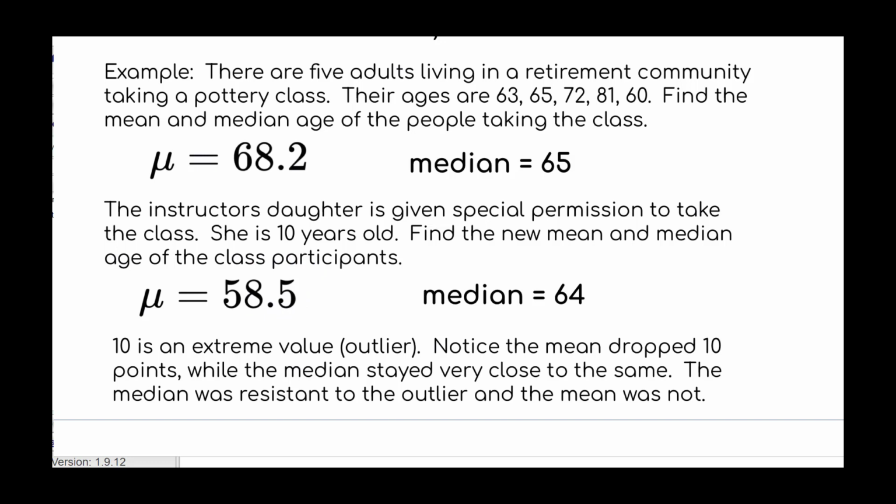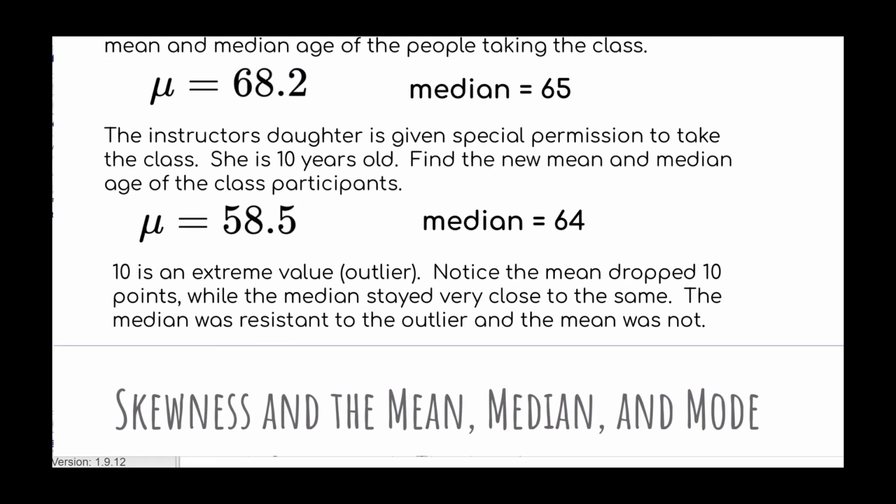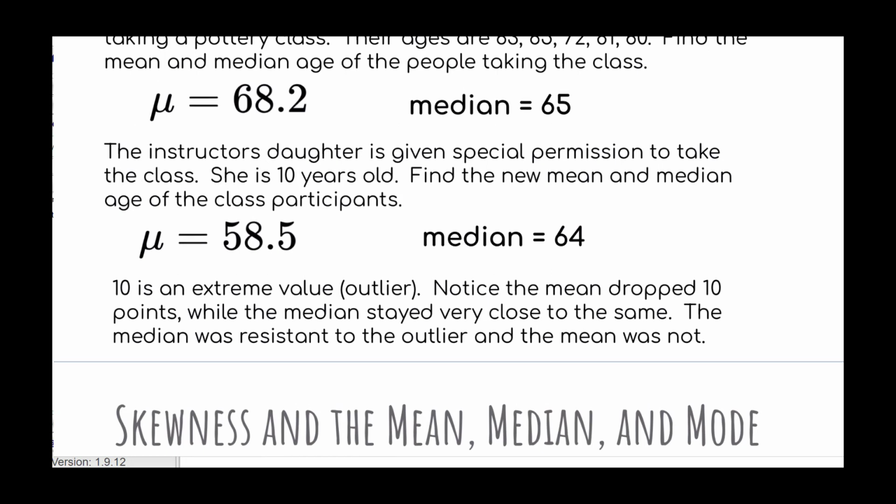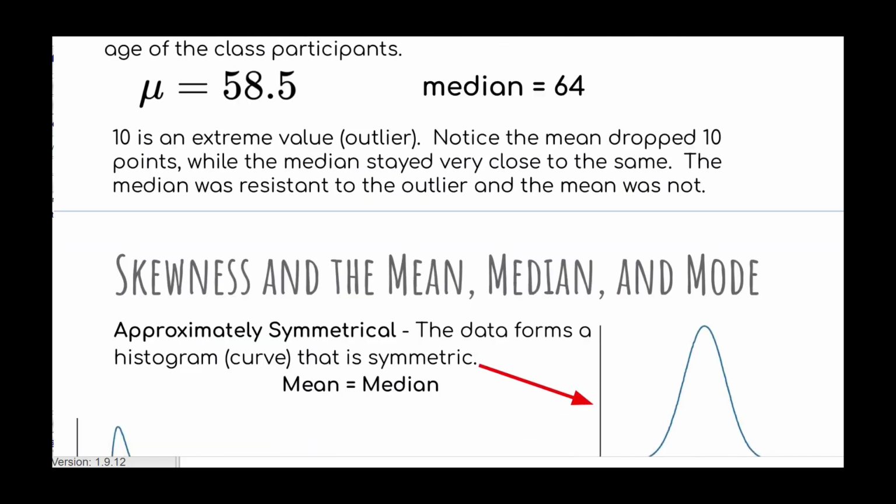So 10 is definitely an extreme value. It's much lower than the rest of the data, and you can see it has an effect on the mean, but not so much the median. And so why is that important? Well, people can present statistics to you, like maybe they present the average, but it can be misleading because of extreme values that could be in the data set that are not typical to the rest of the data.